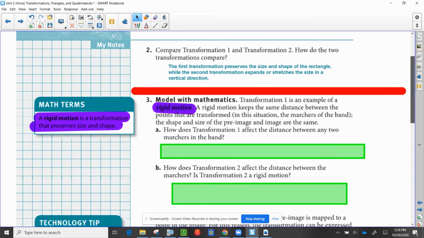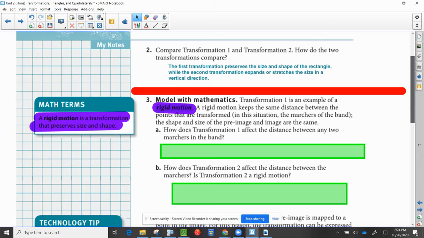So they're saying that the first transformation preserved the size, it just shifted down. But in the second transformation, okay, it looks like that graph got stretched out. So we have an elongated picture there. So transformation 1 is an example of something we call a rigid motion. So a rigid motion preserves the size and shape. So all it does is shift left, right, up, down. It doesn't change the shape.